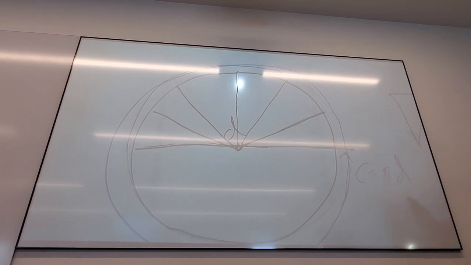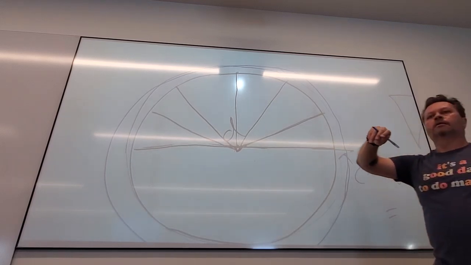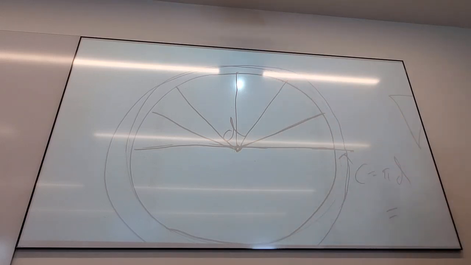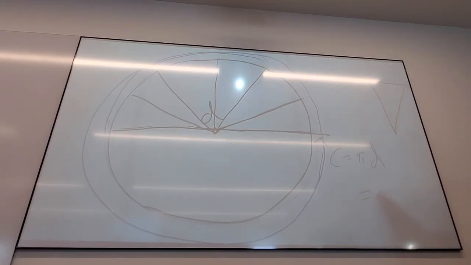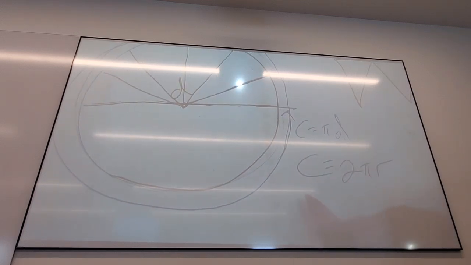Pi b. And how does the diameter relate to the radius? Yeah, the radius is half, yes? So the diameter is twice the radius. You guys with me? So I have to replace the diameter with twice the radius. I don't know if you guys remember this formula for the circumference. Okay, you guys all with me?